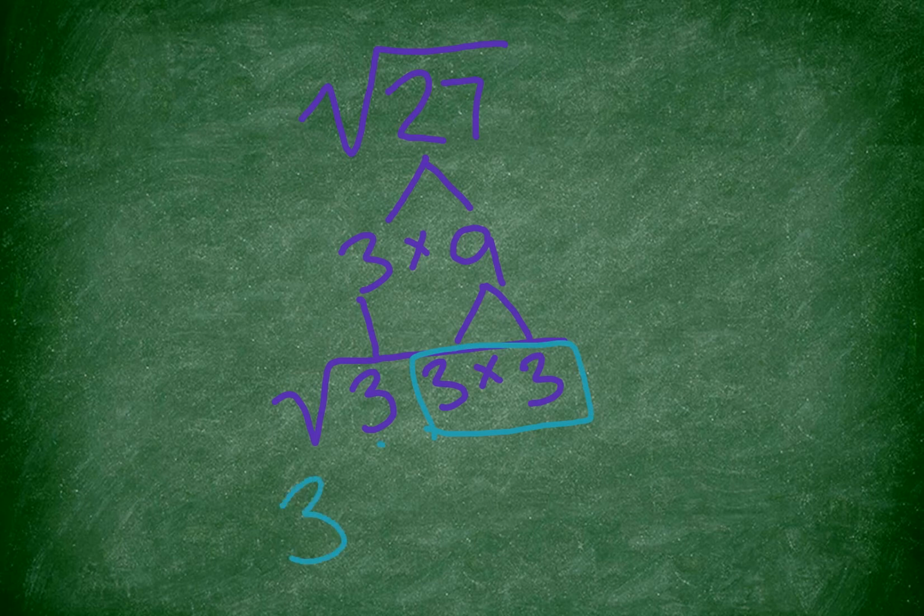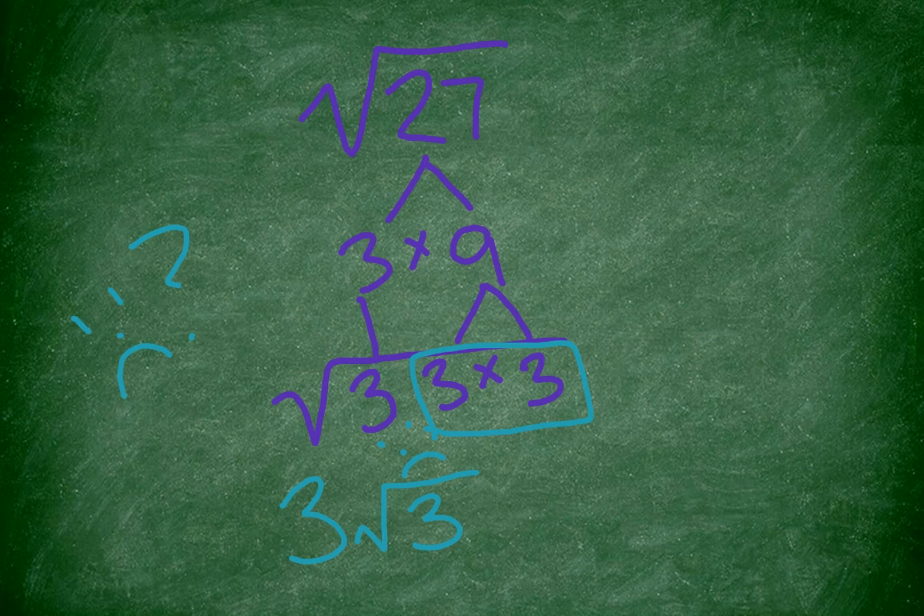But I still have this other 3 all by itself, and he's sad. And he doesn't get to go outside. So he has to stay under the radical. So the answer to the question square root of 27, when we simplify it, would be 3 square root 3.